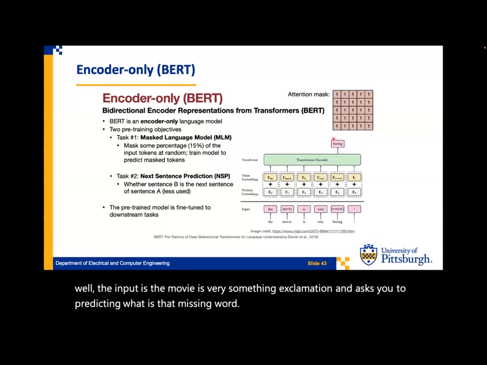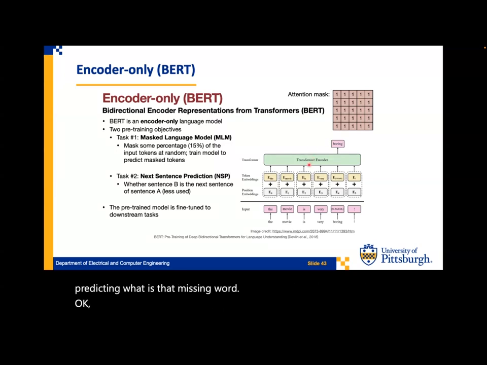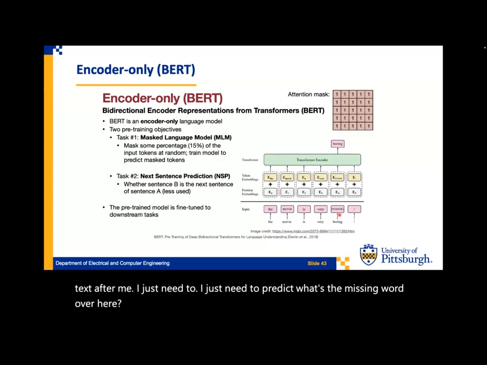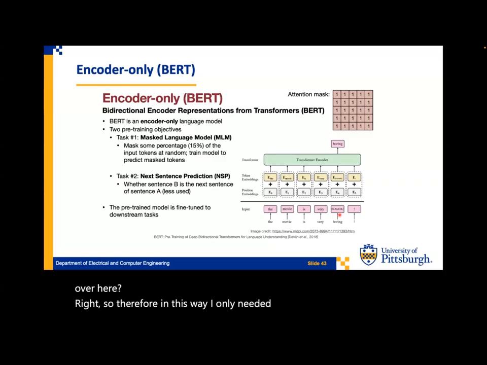So for this kind of task, I can see the whole sentence. I can see the text before me. I can see the text after me. I just need to predict what's the missing word over here, right? So therefore, in this way, I only need the left tower, which is doing the global attention. Does that make sense? So this is the idea of BERT.